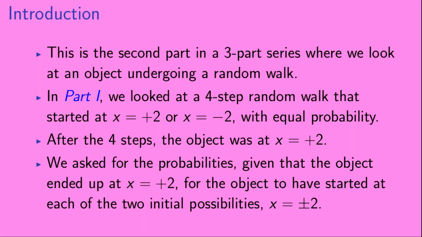In Part 1, we looked at a four-step random walk that started at x equals plus 2 or x equals minus 2 with equal probability. After the four steps, the object was at x equals plus 2. We asked for the probabilities, given that the object ended up at x equals plus 2, for the object to have started at each of the two initial possibilities, x equals plus 2 and x equals minus 2.